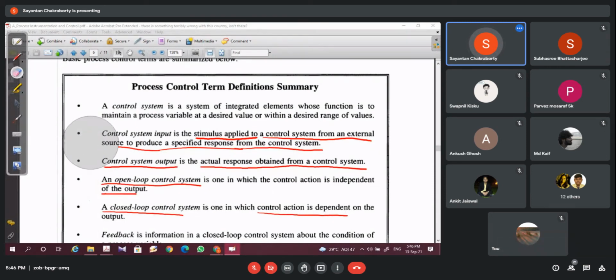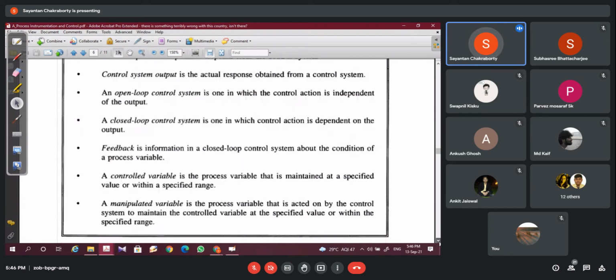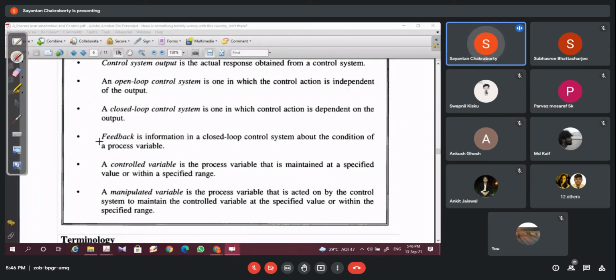Whereas in a closed loop control system, the control action is dependent on the output. Since we have a provision for measuring the output and comparing with the set point and then determining the required action. Okay. So this is the basic difference between open loop and closed loop control system. And the information that we have at our disposal is output information. It's called the feedback information. So this gives you an idea about the present condition of the process variable or the controlled variable that you want to control.